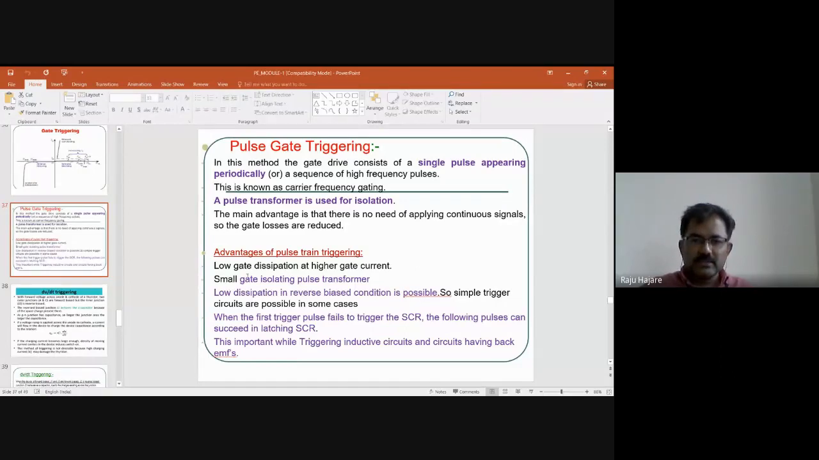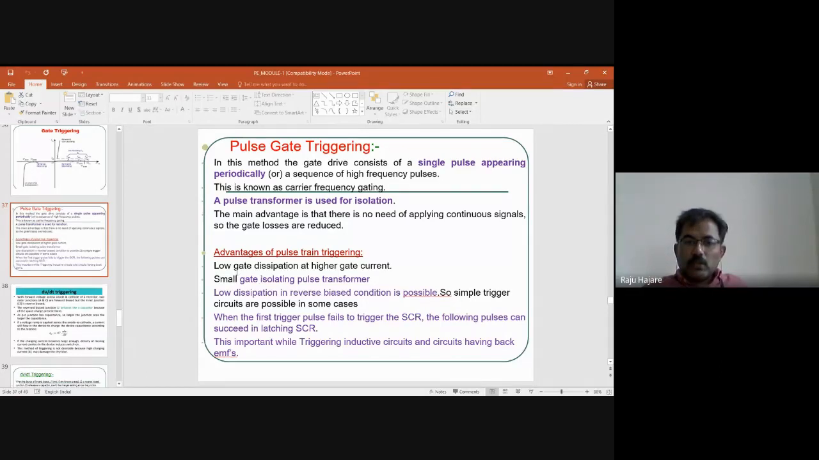Train of pulses, it's a sequence of pulses. So the advantages of this I have also noted here. As you are applying the gate pulses continuously, as I said already, if a previous pulse fails to turn on the device, the next pulse will be there to turn it on automatically. That's why you are passing a train of pulses.